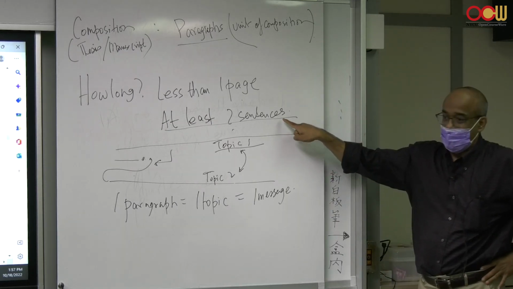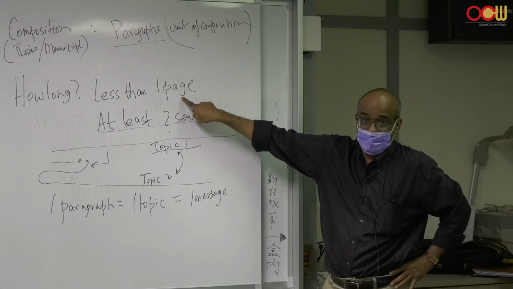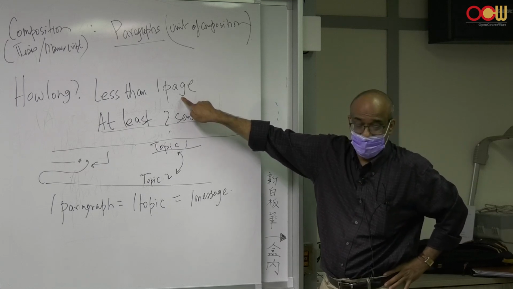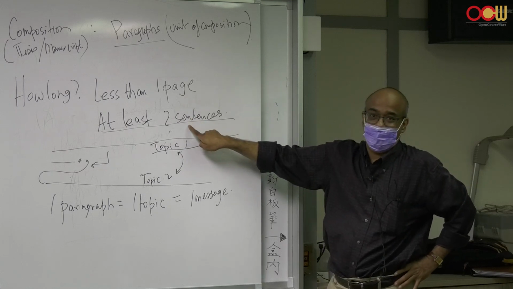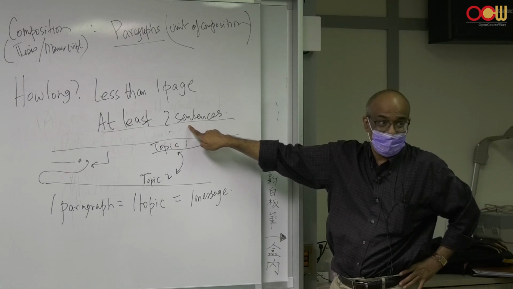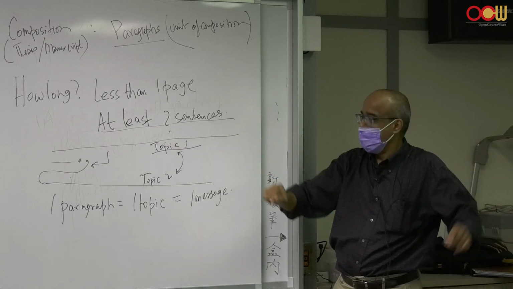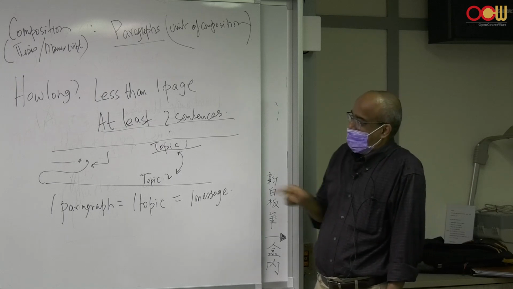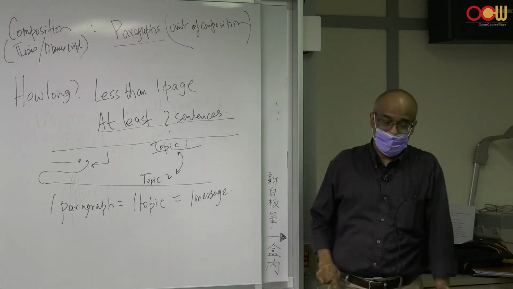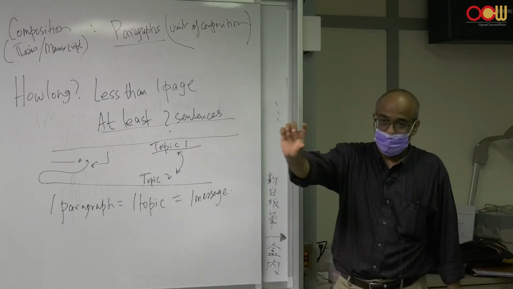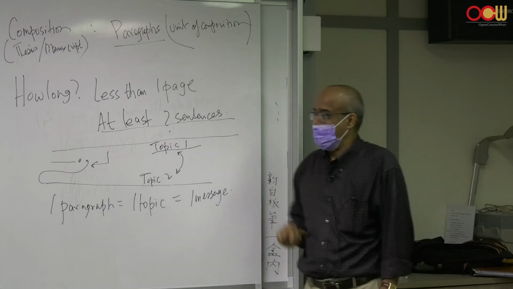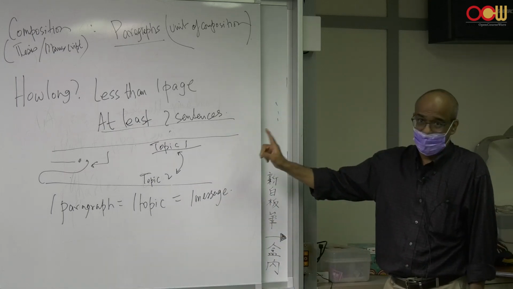So the longest you can make is less than a page, not a page, less than a page. And the shortest you can make is around 2 sentences. These are rough guidelines. That means average, approximate. Don't ask me, so what happens if I write 1.5 sentence? Okay, well, you can do it. I mean, just make sure that it is of normal length. So that is what 1 paragraph is.